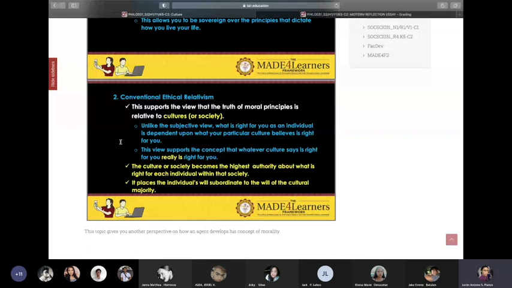Unlike the subjective view, what is right for you is dependent upon what your particular culture believes is right for you. This view supports the concept that whatever culture says is right for you really is right for you. So it is culture which becomes the highest authority about what is right for each individual within that society. What has more priority is the will of the cultural majority, more than the individual's will. That is conventional ethical relativism.